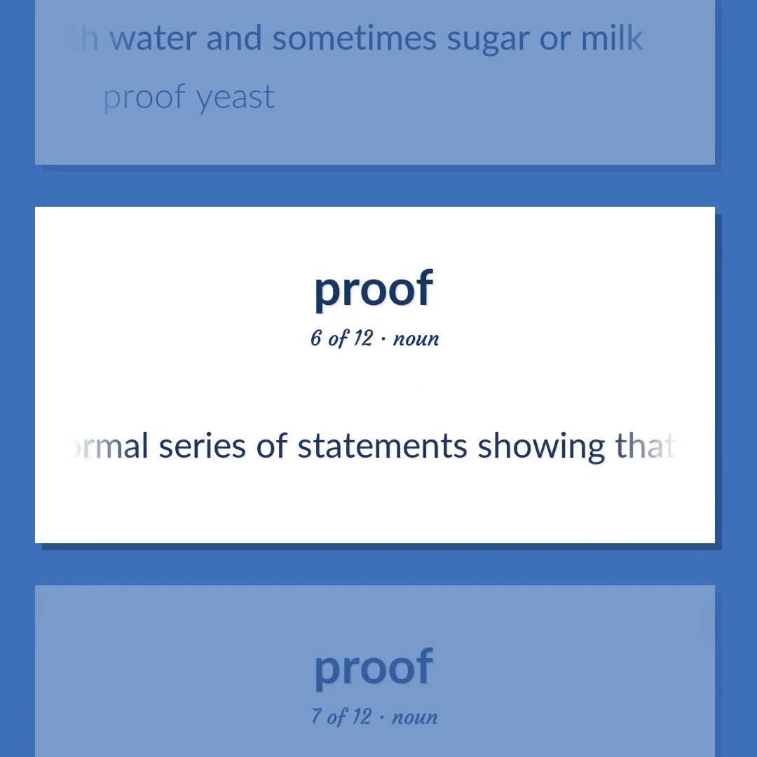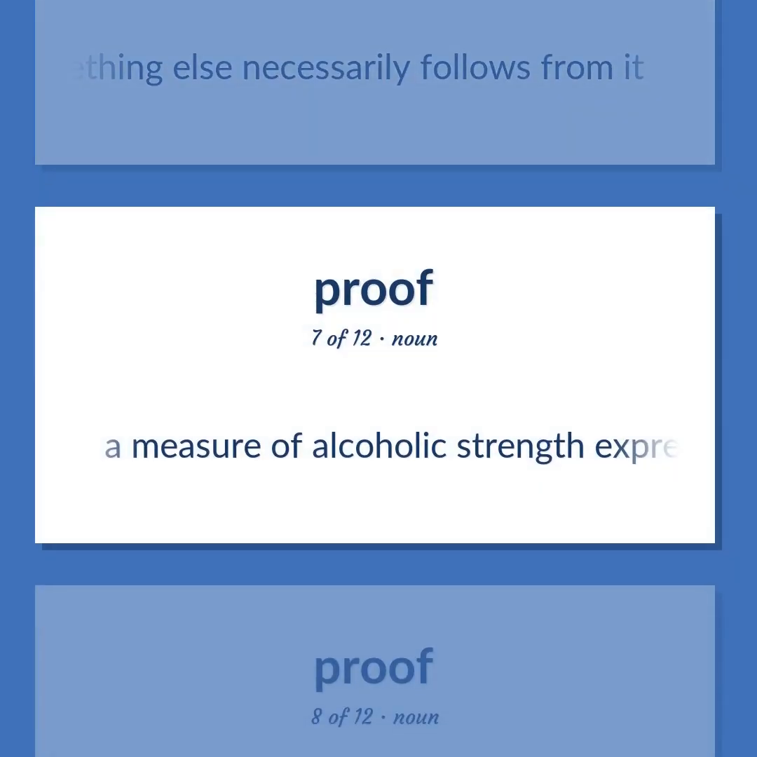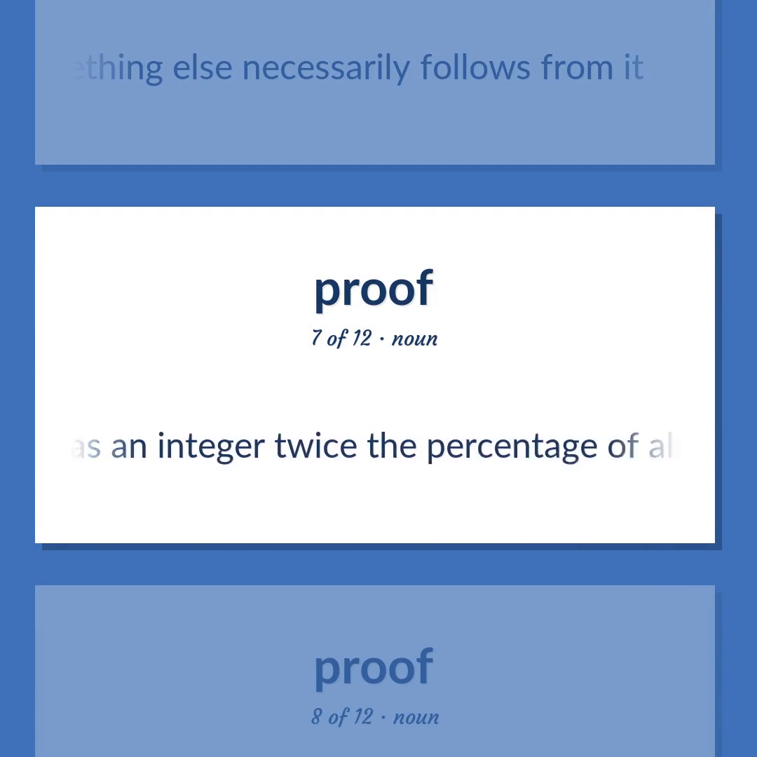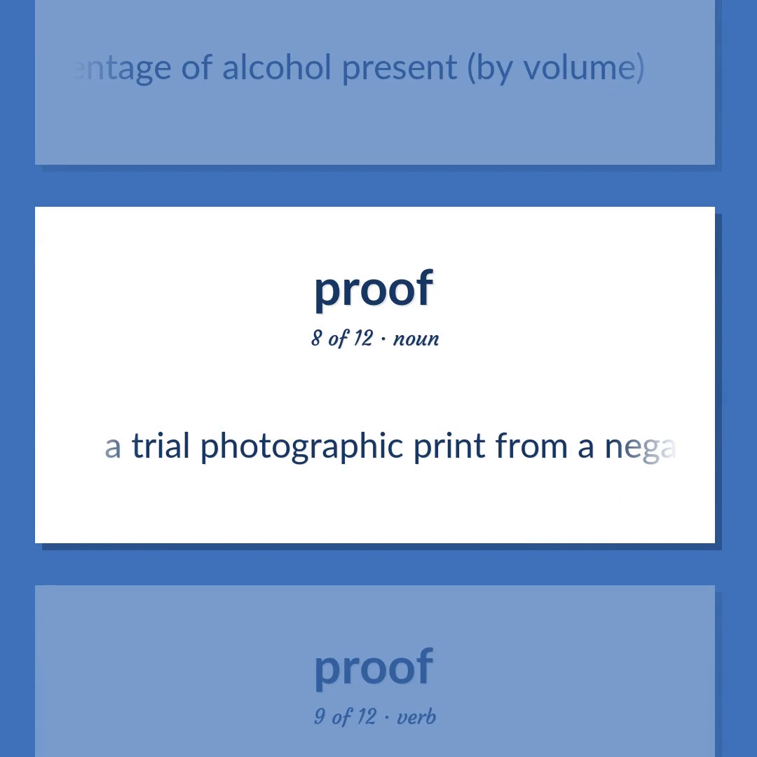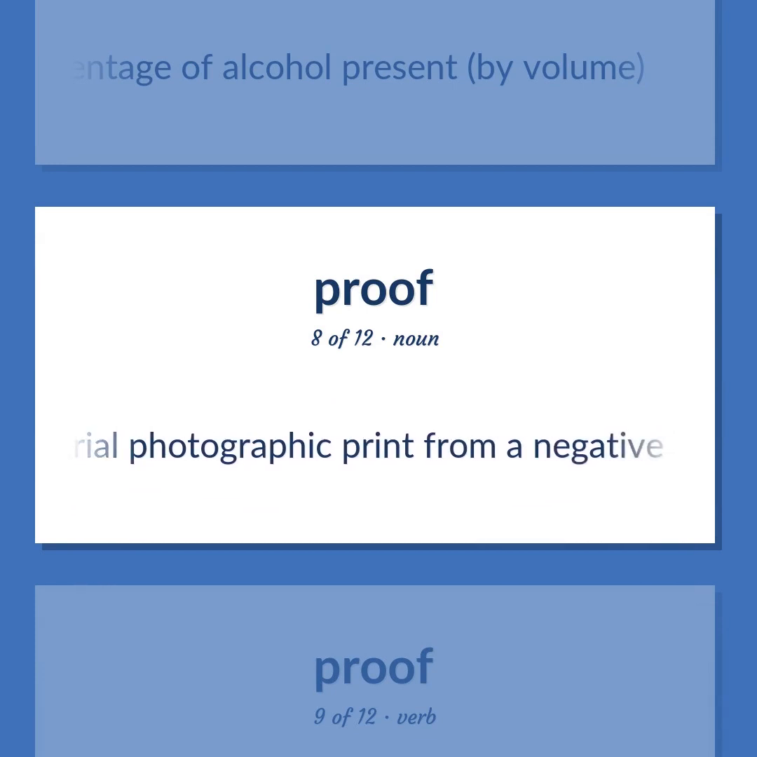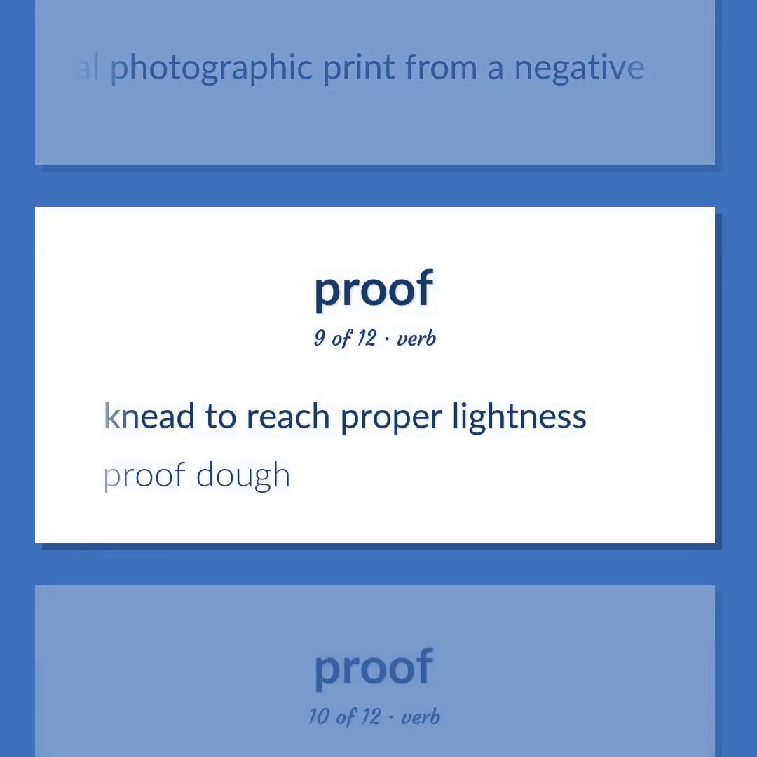A formal series of statements showing that if one thing is true, something else necessarily follows from it. A measure of alcoholic strength expressed as an integer twice the percentage of alcohol present, by volume. A trial photographic print from a negative. Need to reach proper lightness. Proof dough.